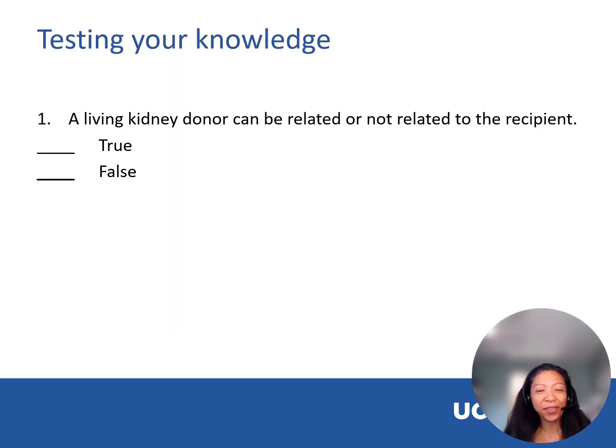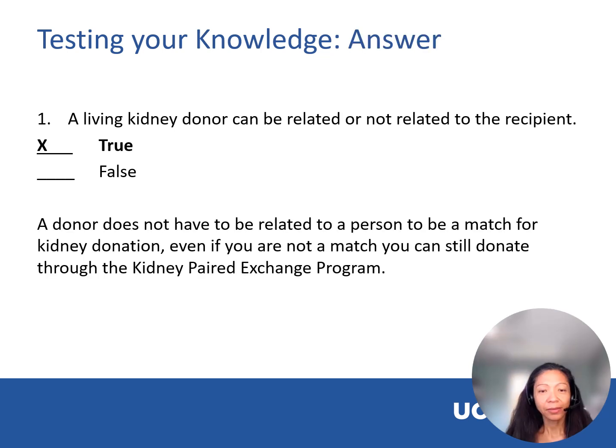Now we will review some highlights from the presentation to test your knowledge. Number 1, a living kidney donor can be related or not related to their recipient. True or false? True. A donor does not have to be related to the person to be a match for kidney donation. And even if you're not a match, you can still donate through the Kidney Paired Exchange program.